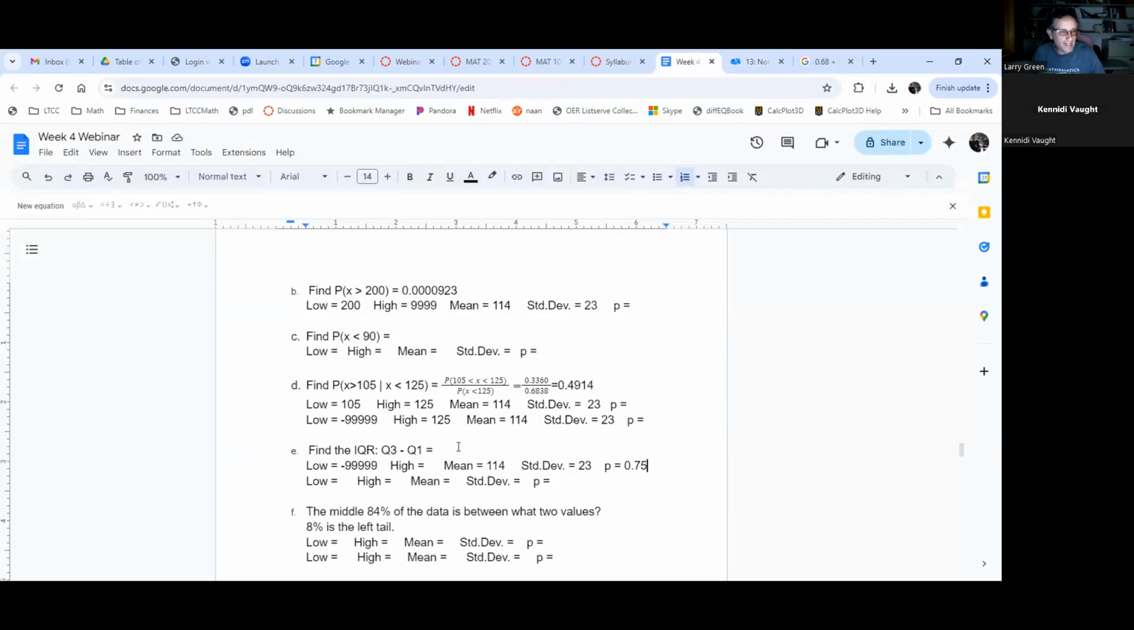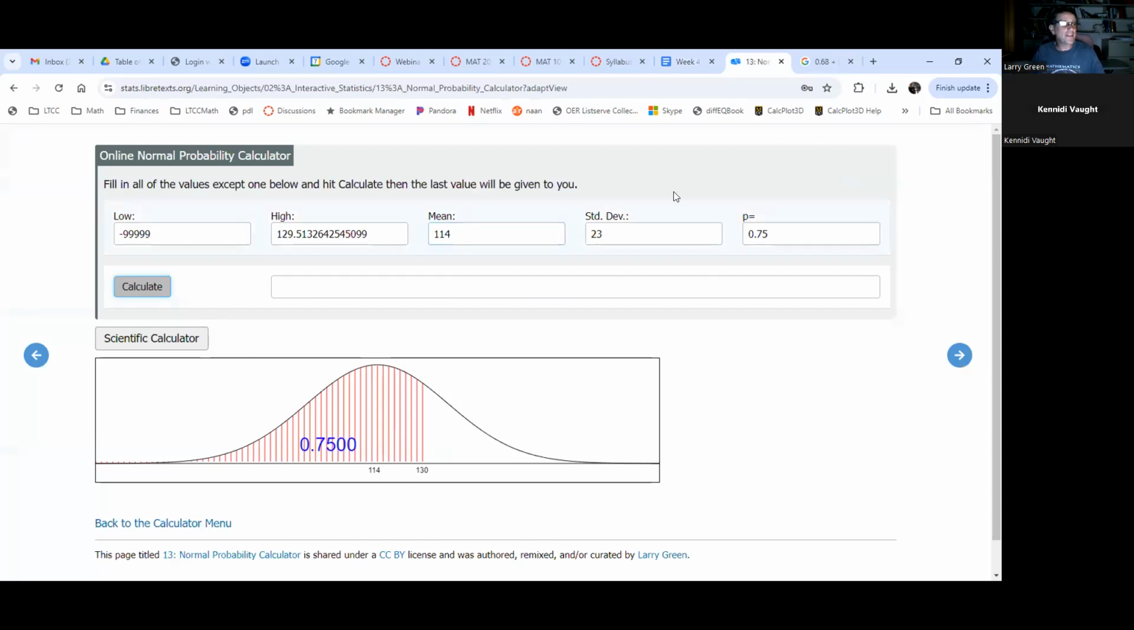So we're not done yet. That was Q3, which was 130. Then we have to subtract Q1. There's only one thing that changes. What's the only thing that changes if I want Q1?